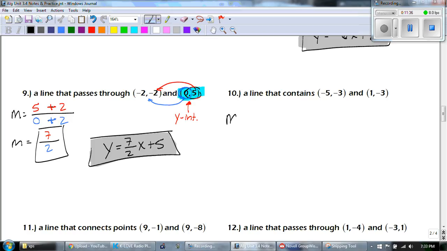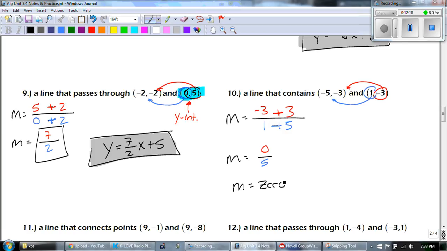All right. Number 10. Once again, the first thing that we have to do is find the slope. So on the top, we have negative 3 minus 3, so that's negative 3 plus 3. On the bottom, we have 1 plus 5. So on the top, negative 3 plus 3 is 0. 1 plus 5 is 5, and when we reduce that, it's 0.